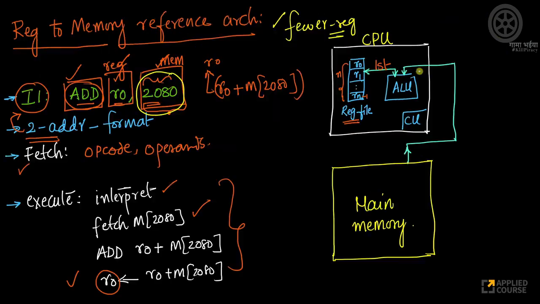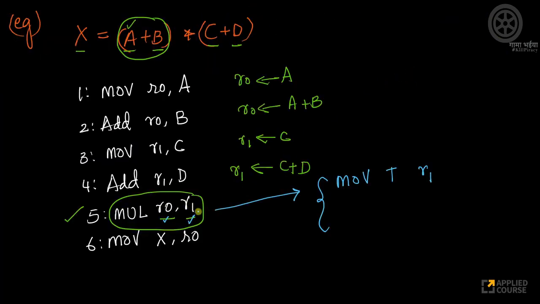For some instructions, it could use this type of architecture. Imagine if this is not allowed, then what do you do? You store whatever is in your R1. What is in R1? C plus D. You store it in a temporary memory location called T.